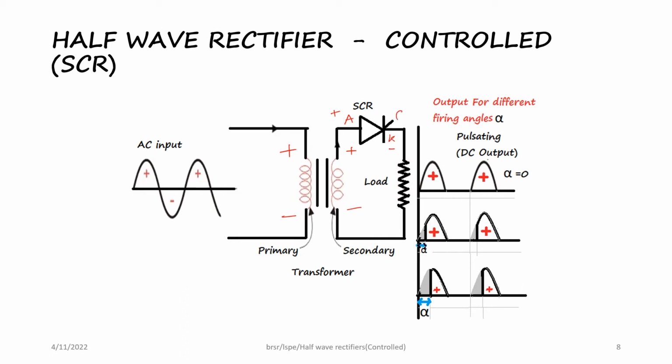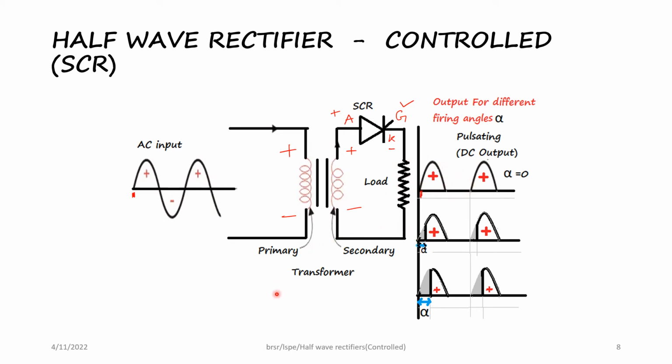And if the gate current is given at the start of the sine wave itself, the output will look similar to that of a diode, like the very first one, where the current flow starts at 0 itself. So when the gate current is given at the start of the sine wave, the output looks similar to that of the diode. During the positive half cycle there is current in the load, during the negative half cycle there is no current, because it gets reverse biased.